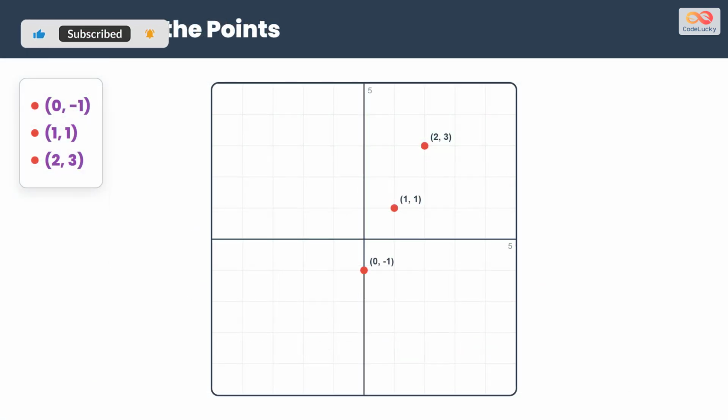Step 3 is to place these points onto the coordinate plane. We find 0 on the x-axis and go down to negative 1. Then we go to 1 on the x-axis and up to 1. Finally, we go to 2 on the x-axis and up to 3. Notice how they line up perfectly.